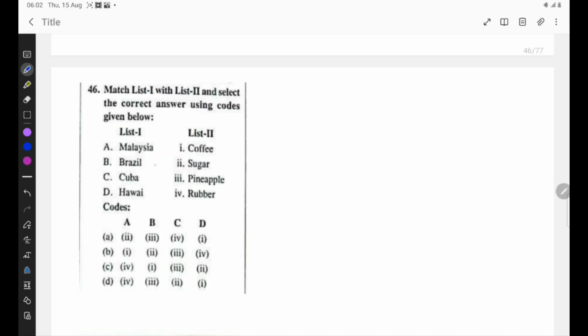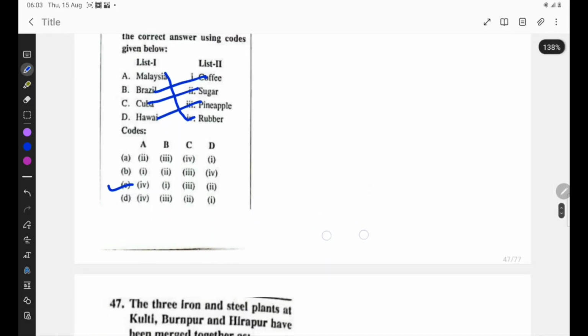Malaysia, Brazil, Cuba, Hawaii; coffee, sugar, pineapple and rubber. See, Malaysia is rubber production, Brazil is coffee production, Cuba is sugar, Hawaii is pineapple. Option C. Let's move on to the next question.